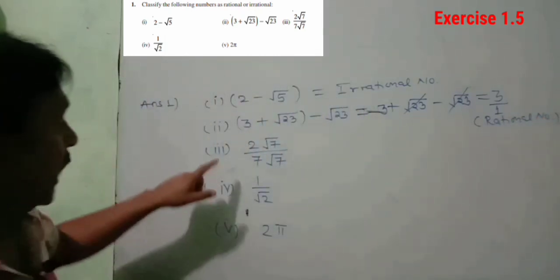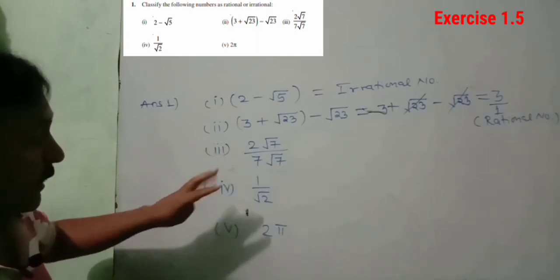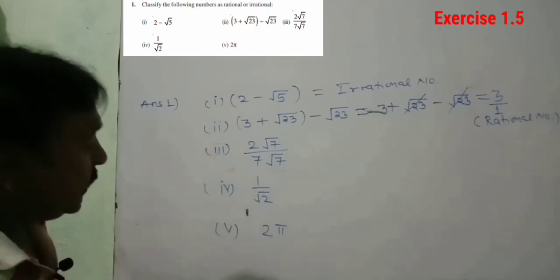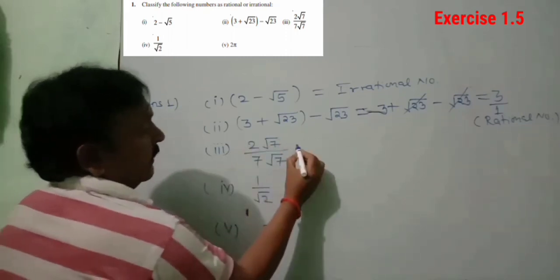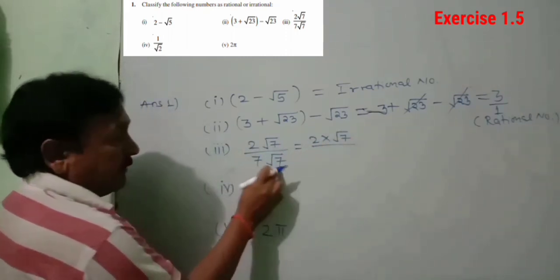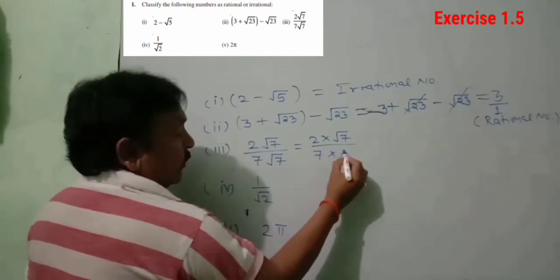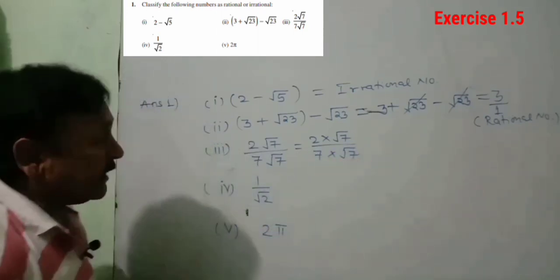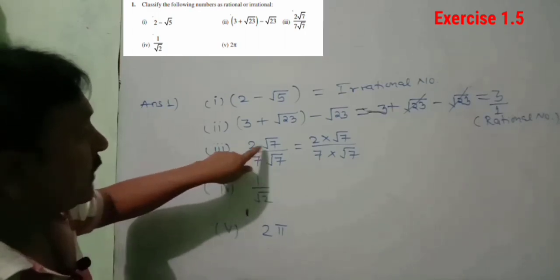Understood? Now come on part third. Is there any possibility of solving? Yes. 2 root 7 means 2 into root 7. 7 root 7 means 7 into root 7. I have just explained this in the concept. 2 root 7 is what?